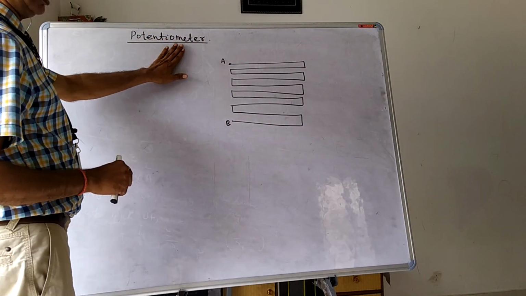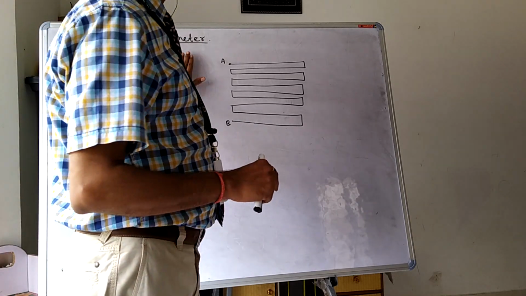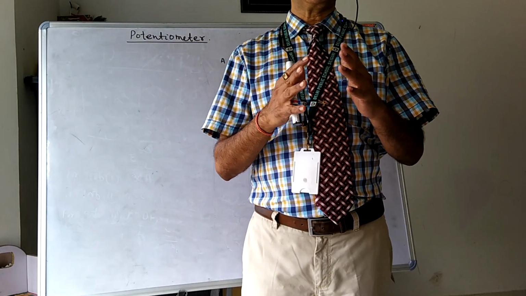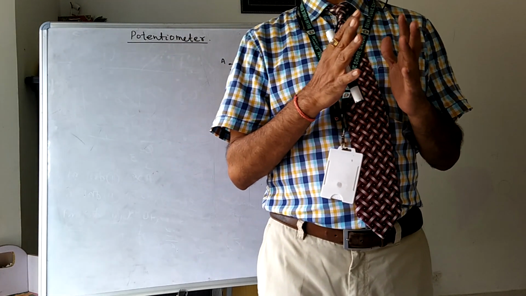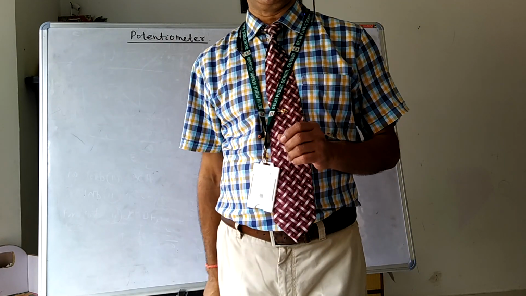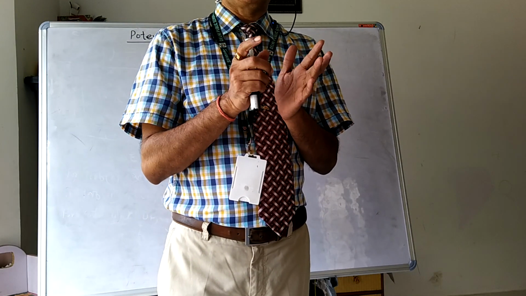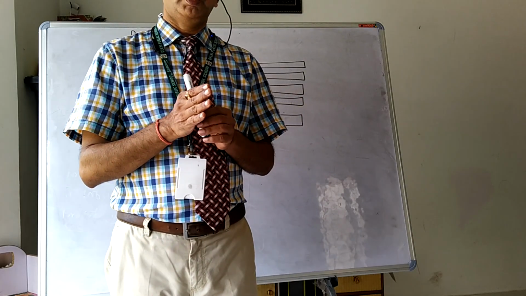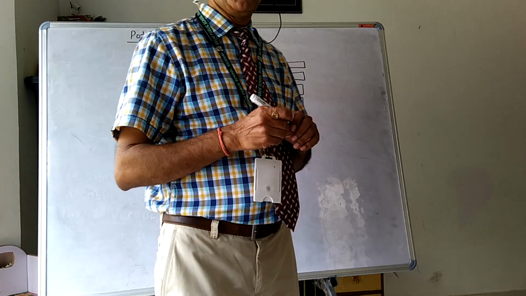Now, what is the principle of the potentiometer? The principle is that whenever there is a constant current flowing through any uniform wire, the potential drop across the length of the wire is directly proportional to the length of the wire.